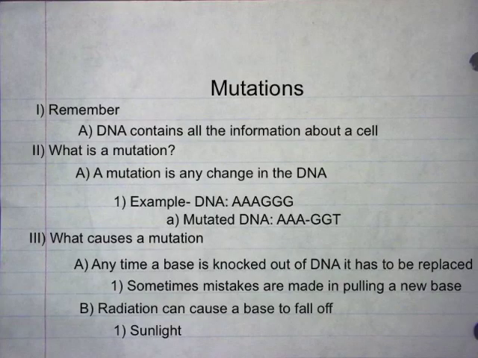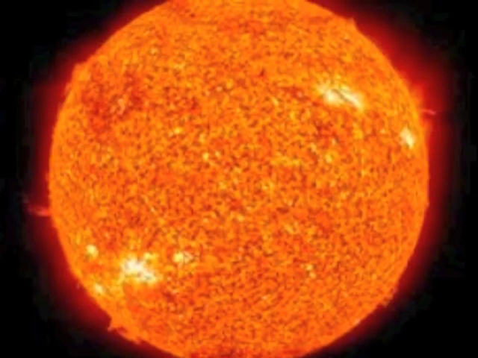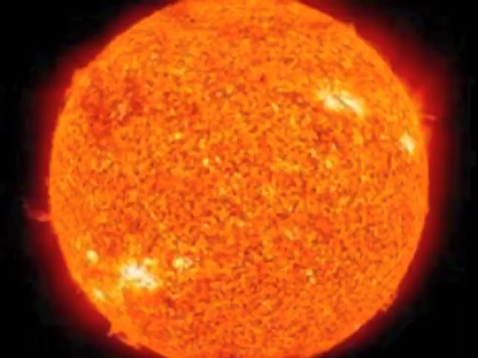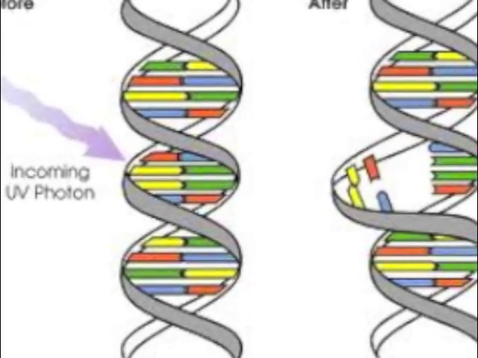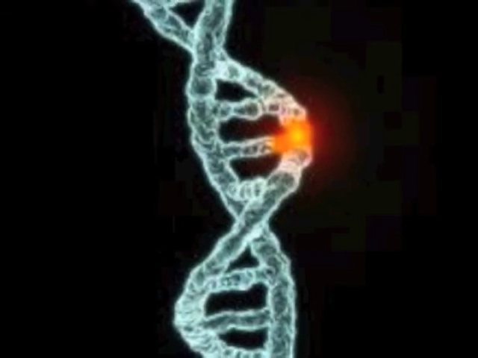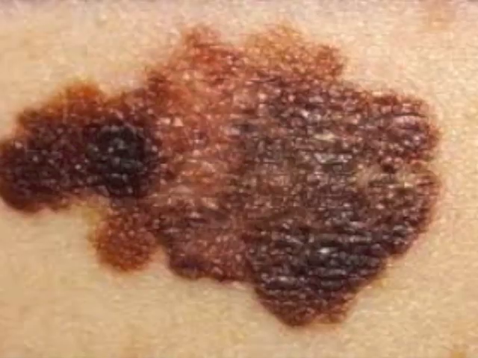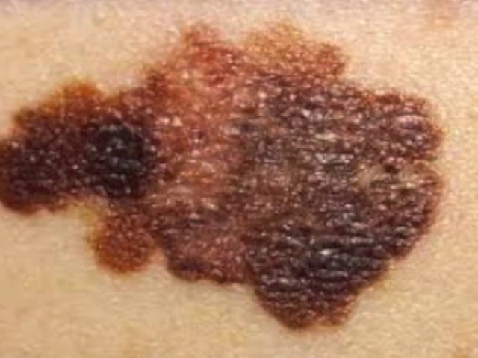Radiation can cause a base to fall off. For example, sunlight. The sun spits out massive amounts of radiation. When this radiation strikes your DNA, it'll cause a base to fall off or become damaged. Thus, since there is a change, it's created a mutation. That's why a lot of times people get skin cancer from being out in the sun too long, the result of a mutation.